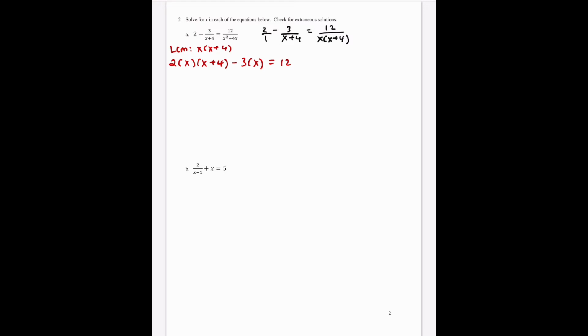Lots of stuff to clean up. You can do this first. I like to do that first. So we have 2 times x squared plus 4x. I distribute the x. Minus 3x is equal to 12. Distribute the 2. So we have 2x squared plus 8x minus 3x is equal to 12. Just move stuff around and combine terms. So 8x minus 3x is 5x. And then let's subtract the 12 at the same time. Save some space.